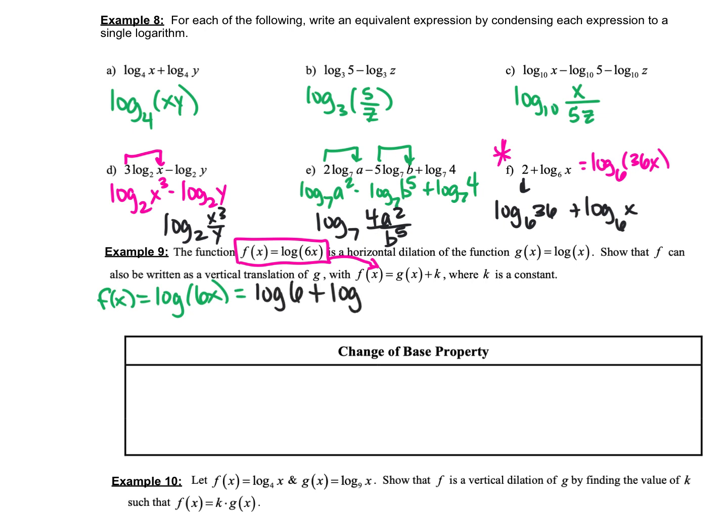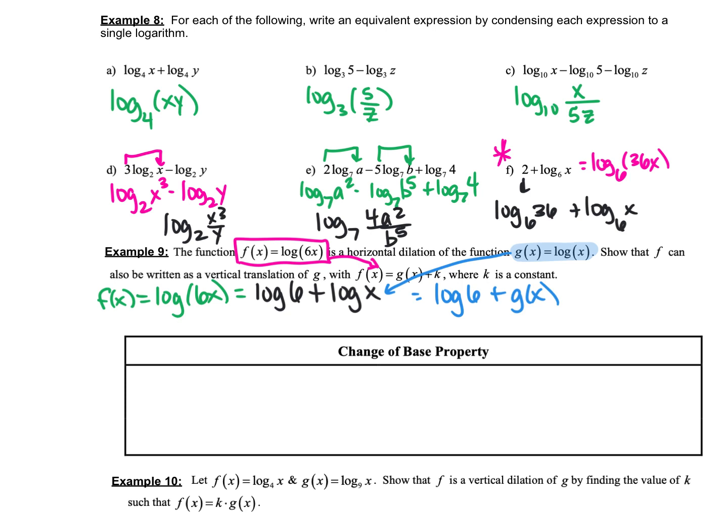Log 6 plus log x. Okay. Now, log 6 is a numerical value, okay? It's 10 to some power equals 6. Log x is a variable expression. Well, it happens to equal that g of x that they told me about to start with, okay? So I'm going to replace that log x with g of x. So now I've got log 6 plus g of x.